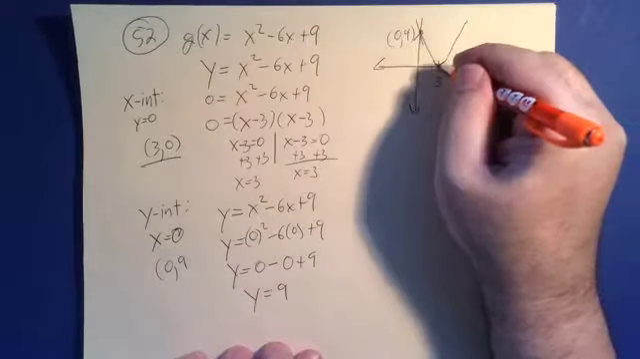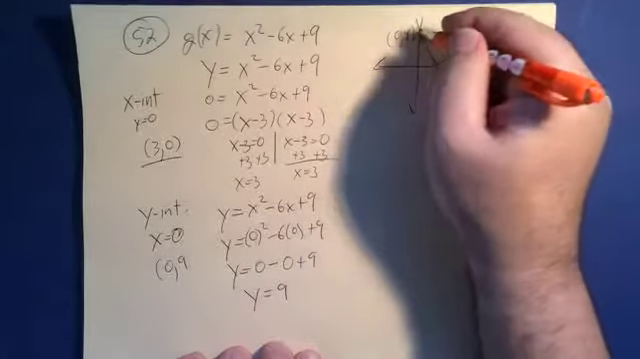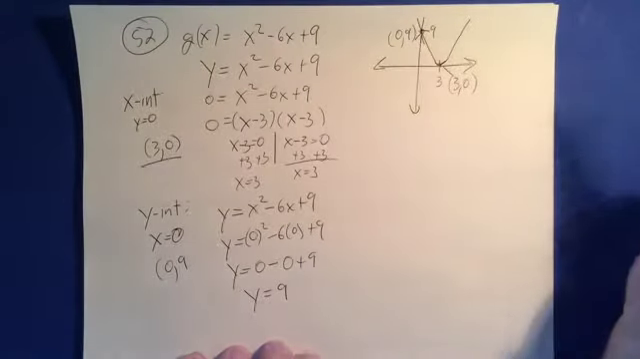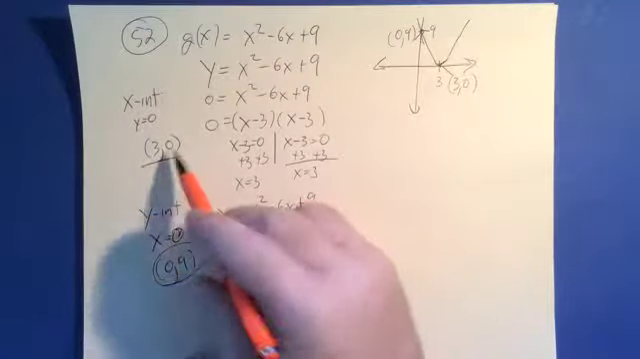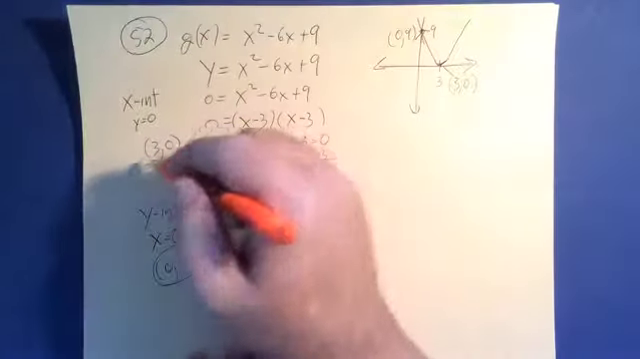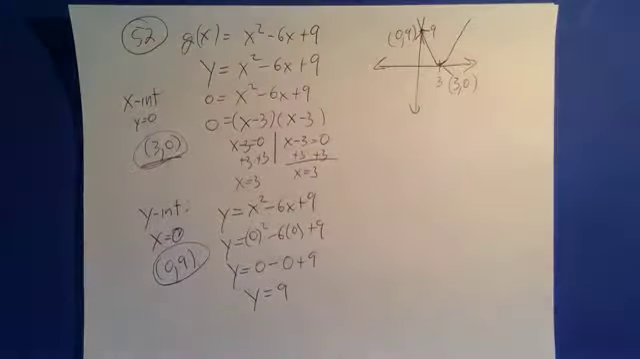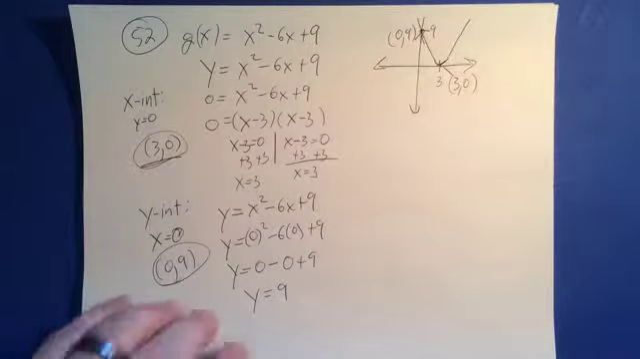And this is the value of 3, so the point here is going to be (3, 0). This is the value of 9 here, so the point is going to be (0, 9). So we have our y-intercept at (0, 9). And then we have our x-intercept at (3, 0). So that concludes doing question 52.